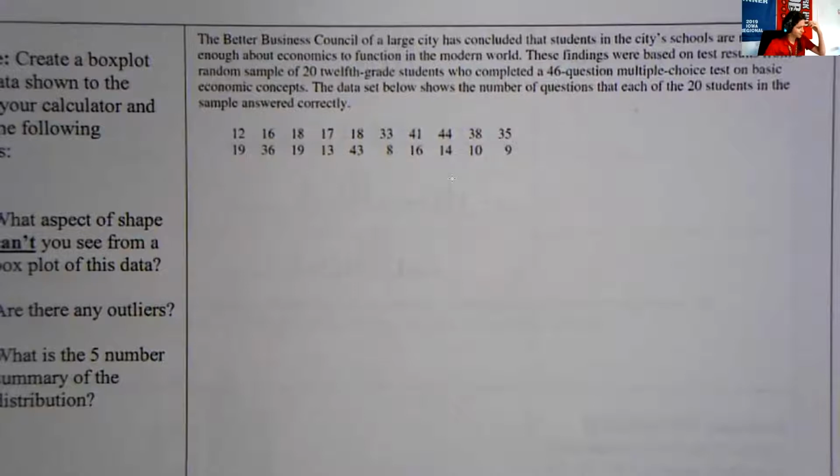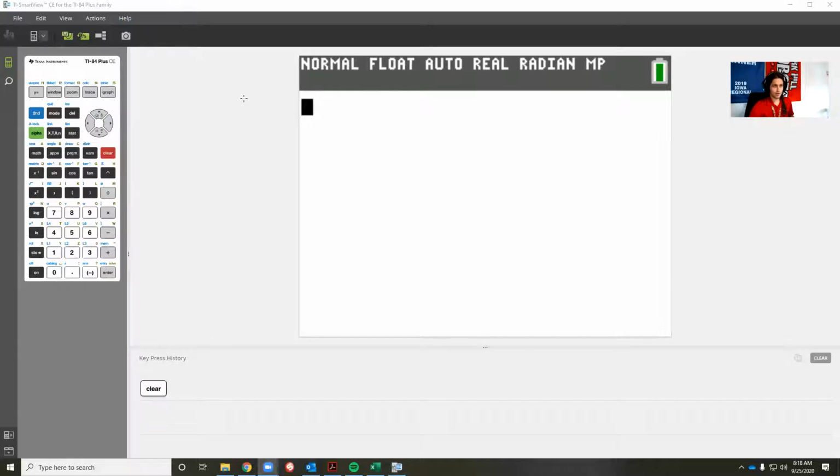We're going to make a box plot. Let me show you how. Let's get your calculators out. Hopefully you've got your calculator out. I'm going to show this. I hope this is the best view for you. You've got key press history. I hope this works for you.